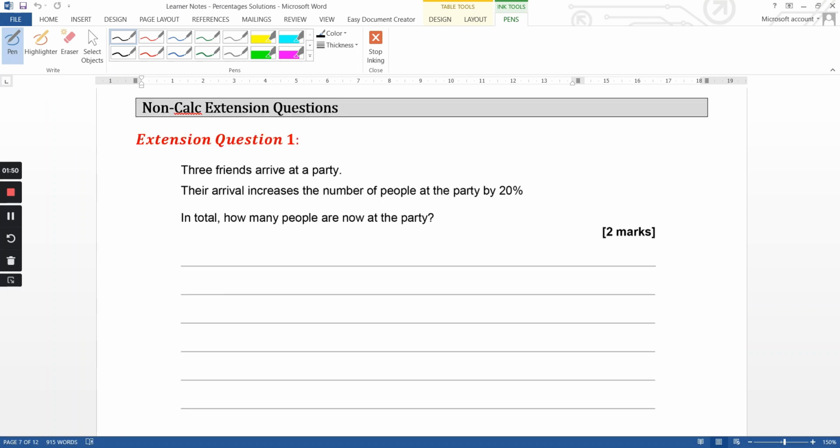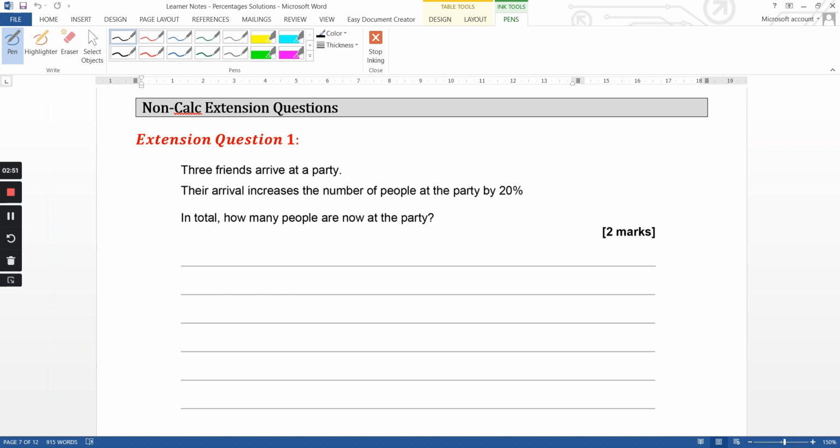So we got up to the extension questions. These are questions taken from AQA GCSE maths higher papers. So the first set of questions are taken from non-calculator papers. Extension question 1. 3 friends arrive at a party. Their arrival increases the number of the people at the party by 20%. In total, how many people are now at the party?